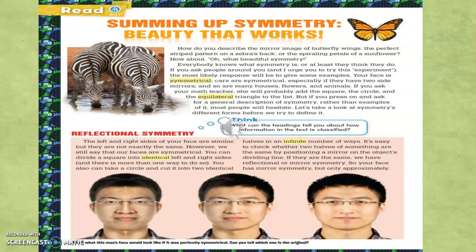So beta, are you clear about this topic? So what is a symmetry? That means when we divide something in two parts and it has identical or equal parts on both sides. They have given us one type of symmetry, and that is reflectional symmetry. So what is a reflection?